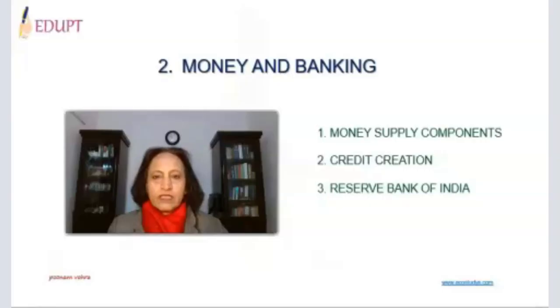From now onwards, we shall discuss the second unit of macroeconomics, that is money and banking. It comprises money supply and its components, credit creation by the commercial banks, and functions of the central bank. In the case of India, the central bank is Reserve Bank of India.